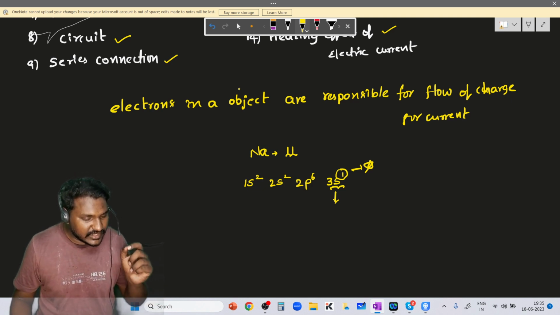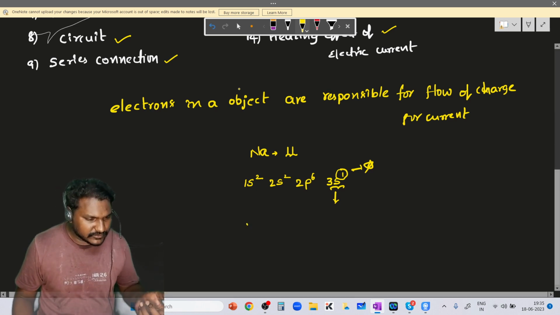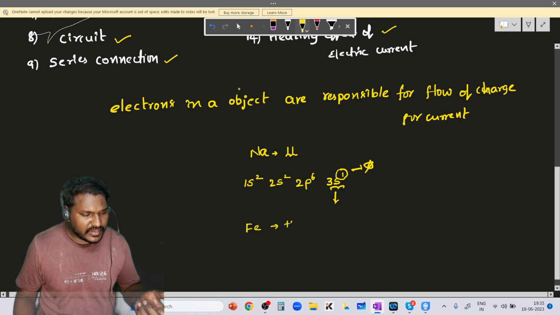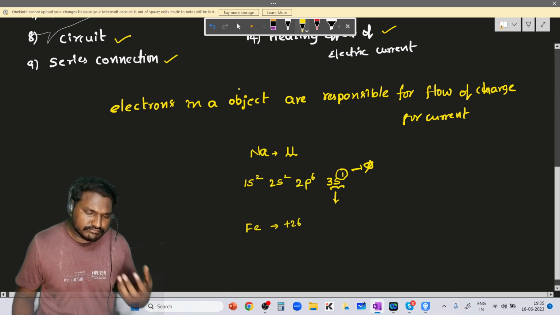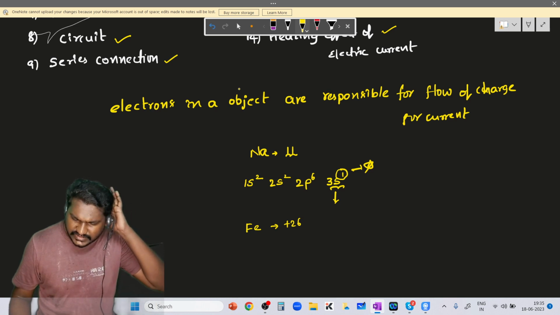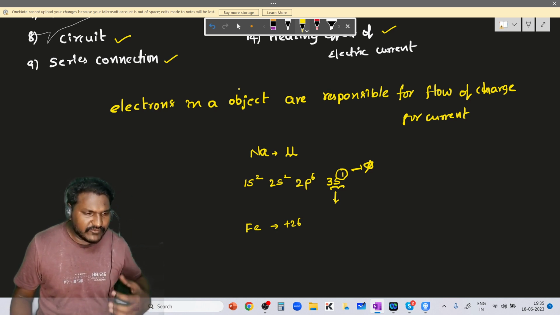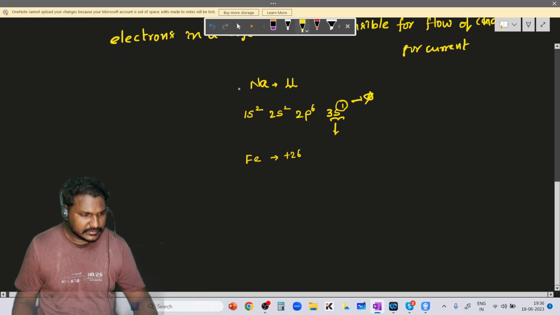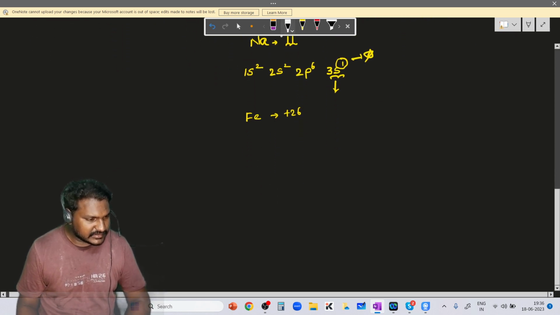So all the metals will have these free electrons. If you take iron, the atomic number of iron is 26, so even it will have some free electrons. Sodium, aluminium, steel, every metal will have free electrons, and these free electrons are responsible for the flow of current, and the bodies which allow the current to pass through them are known as conductors. That's very important. Conductors.